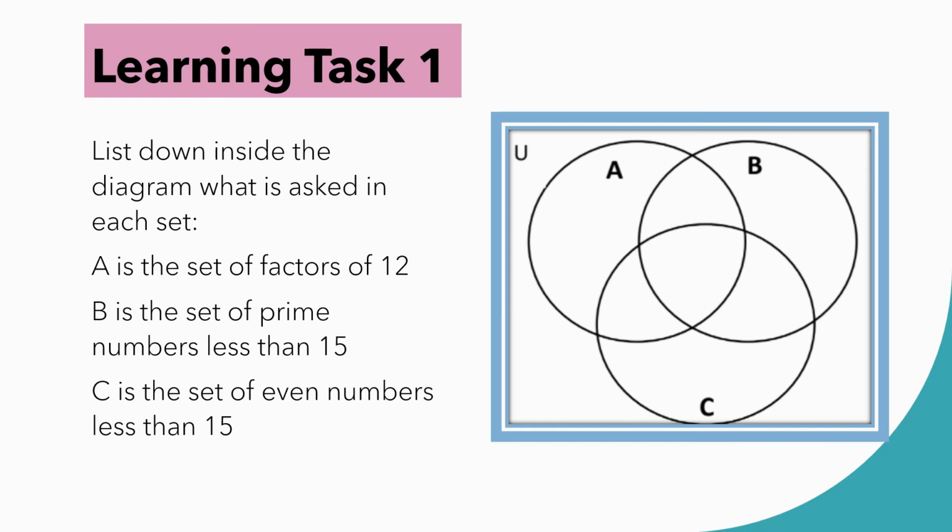So this is working backwards. First, find the common elements among A, B, and C. And then proceed with the common elements, or the intersection, of A and C, the intersection of A and B, and the intersection of B and C. And then you are now to know all the numbers in A, all the numbers in B, and all the numbers in C.